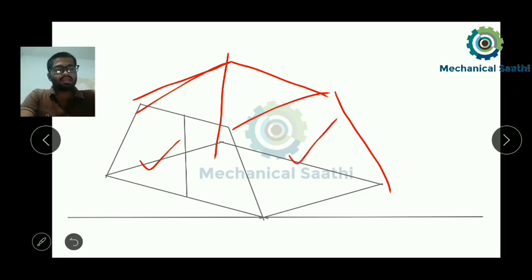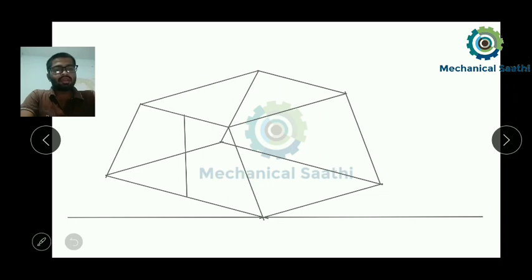So let us see that figure. We'll be getting a figure like this. As this is an isometric view, some of the lines will not be shown here. So this line will not be visible to us, and this line will also not be visible to us, as well as this line we can't see, and this line was taken for your reference. So after erasing all these lines, we can get a figure like this.